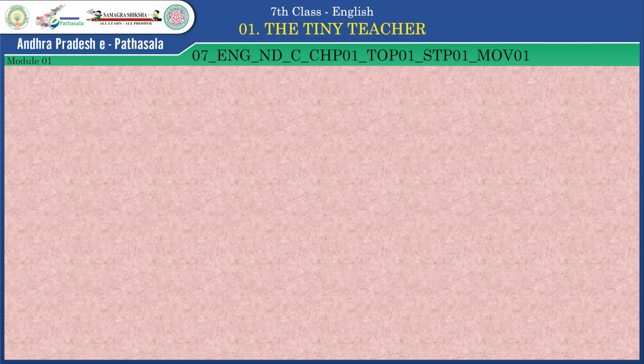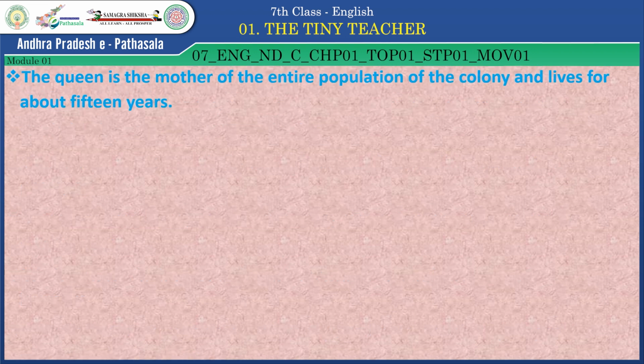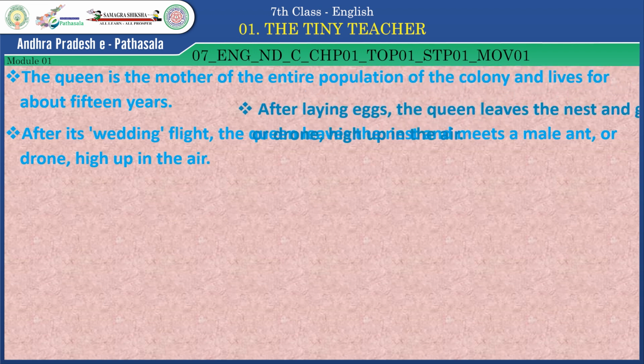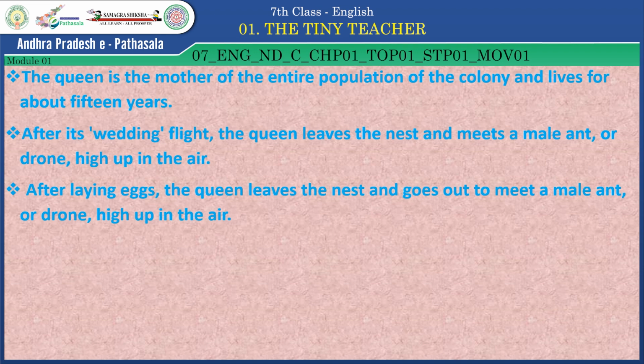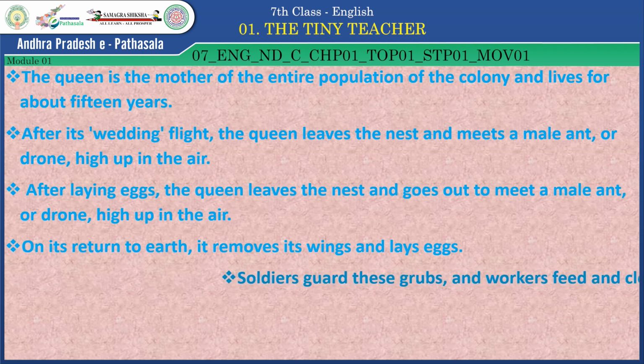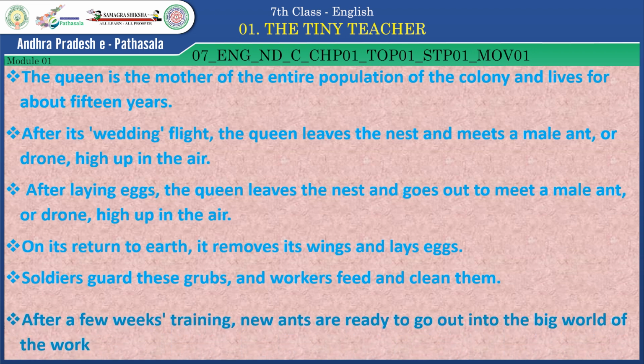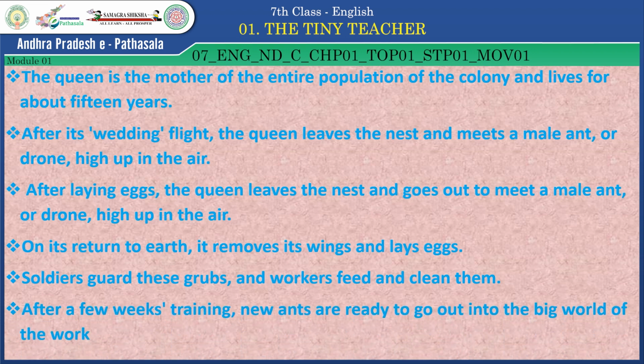The queen is the mother of the entire population of the colony and lives for about 15 years. After its wedding flight, the queen leaves the nest and meets a male ant or drone high up in the air. On its return to Earth, it removes its wings and lays eggs. Soldiers guard these grubs and workers feed and clean them. After a few weeks training, new ants are ready to go out into the big world of work.